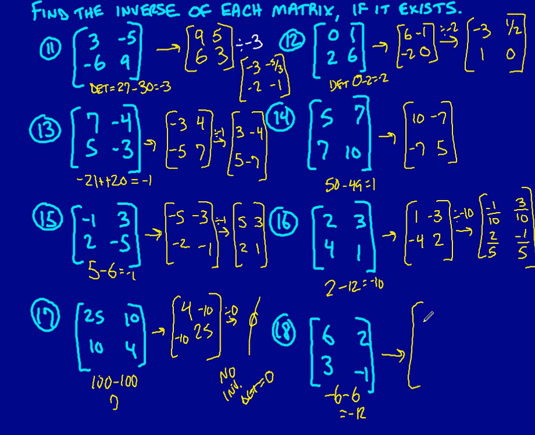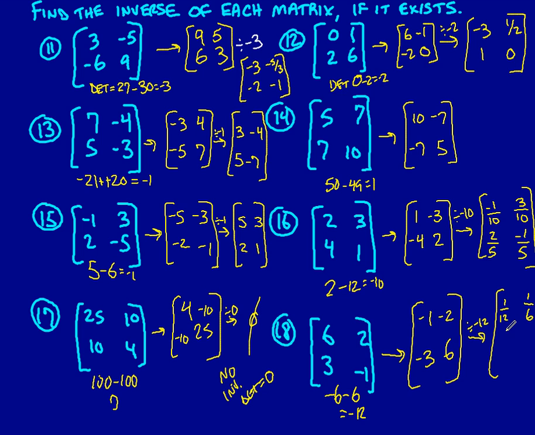Remember, I go and I switch the main diagonals, and I change the sign of the other diagonals. Keep saying that in your head. Now I need to divide by that determinant, negative 12. So when I do that, I should get negative 1 over negative 12 just becomes positive 1 over 12.